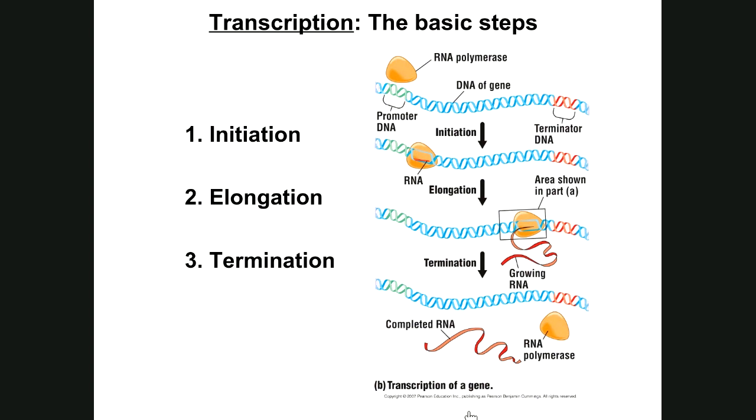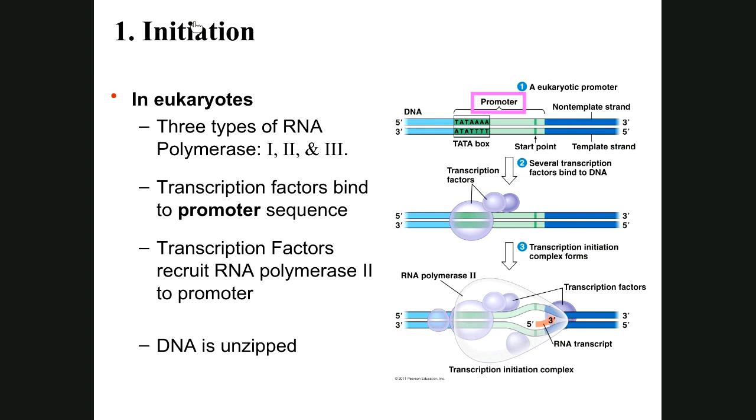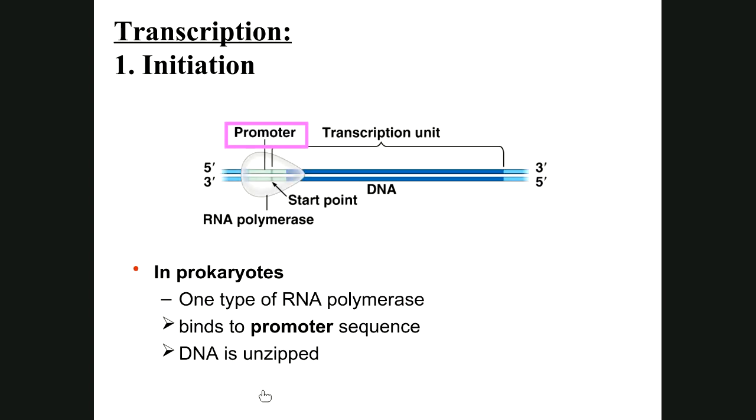Now the details of this. There's a slight difference between the first step, initiation, in prokaryotes versus the first step, initiation, for transcription in eukaryotes. It's a little more complex in eukaryotes. For prokaryotes, there's only one type of RNA polymerase, and this RNA polymerase does a whole heck of a lot on its own. On its own, prokaryotic RNA polymerase is able to locate and bind to the promoter.